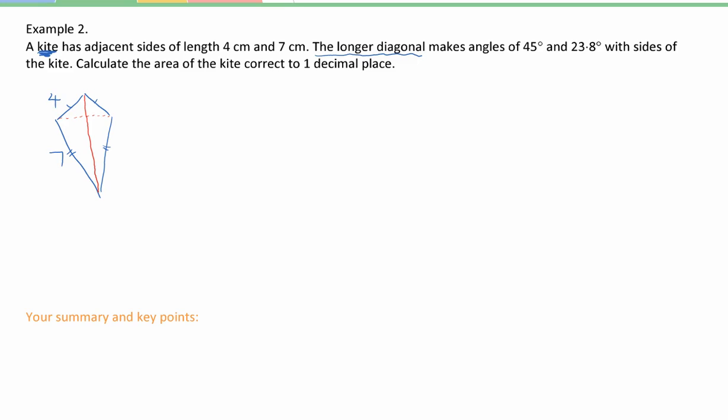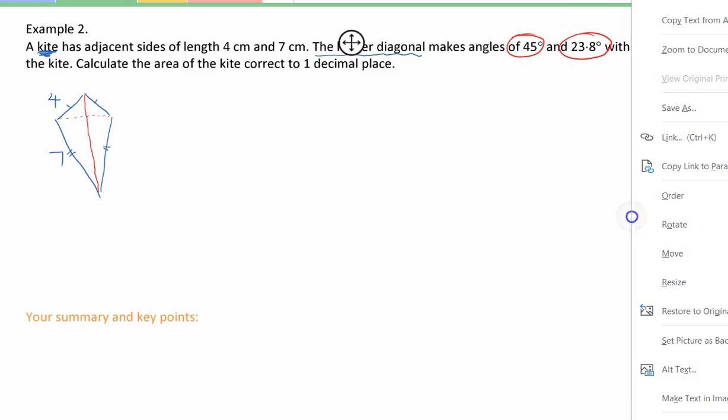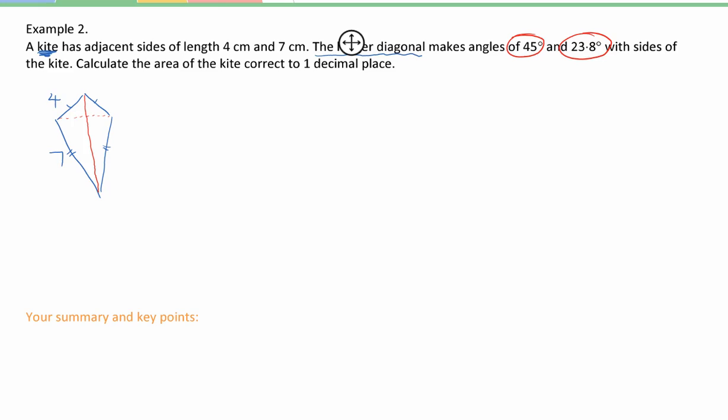So there are two angles that the diagonal makes with the kite. Where are they going to be? Well, one of the angles, the side of the kite, is here, and the other one is up here. So we can see then 45 is a bigger angle than 23. Now we have to work out where, by my diagram, is the bigger angle. Which one of these would be 45 and which one would be 23?